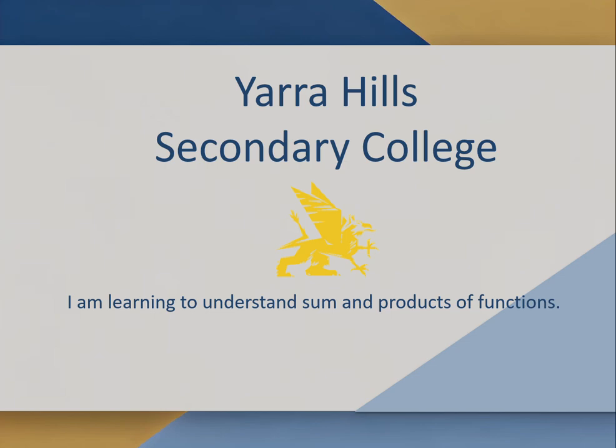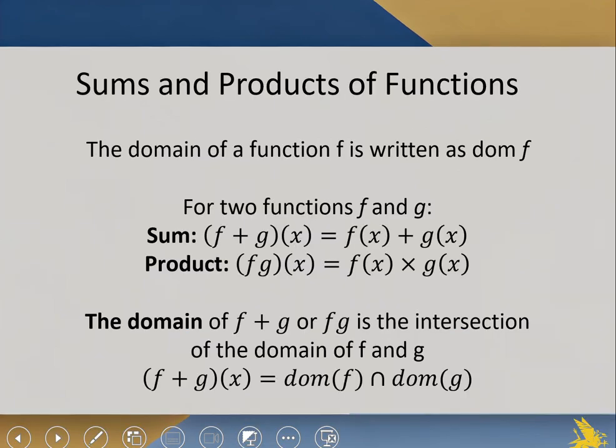Okay, we are going to be learning to understand sum and products of functions. So just quickly, if we're looking at the sum and products of functions, we need to be thinking about the domain of a function. The domain of f is written as dom f. For both of these functions, if we're thinking about the overlap of them, we need to be looking at what is the domain of both of them that are intersecting, and that would be the domain of our new function.